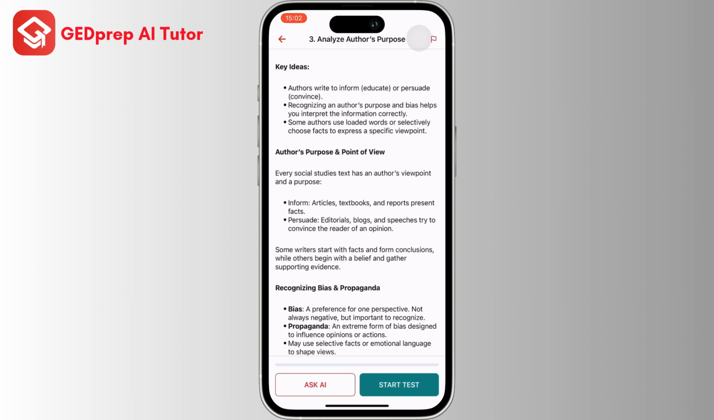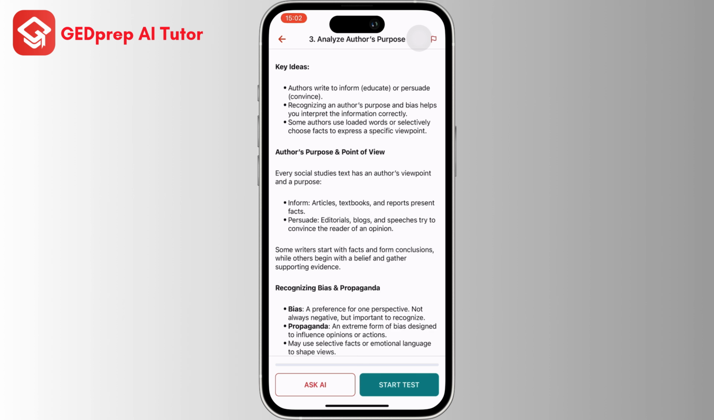Key ideas. 1. Authors write either to inform, educate with facts, or to persuade, convince you of an opinion. 2. Recognizing an author's purpose and bias is essential for correct interpretation. 3. Some authors use loaded words or select certain facts to push a particular viewpoint.